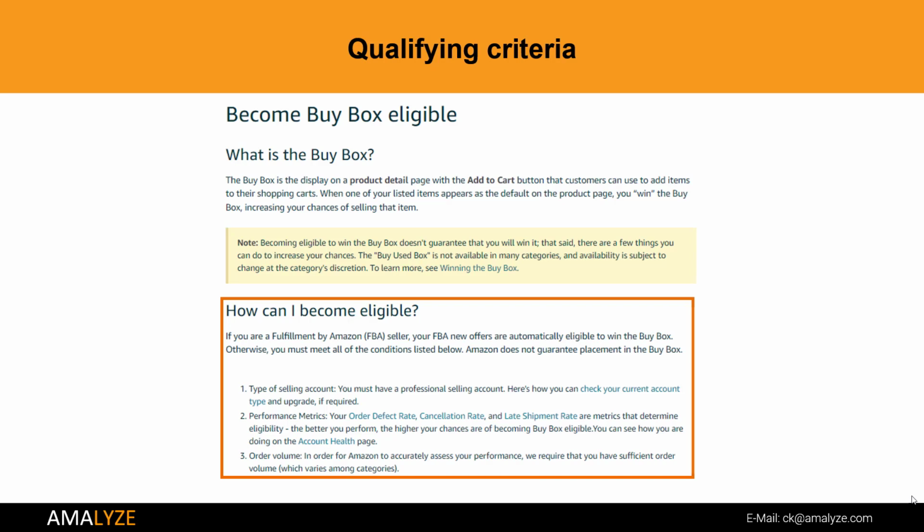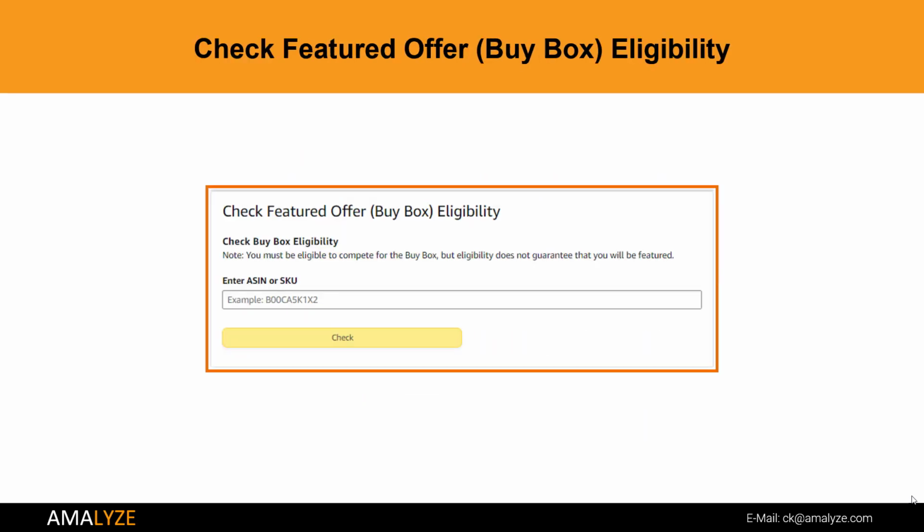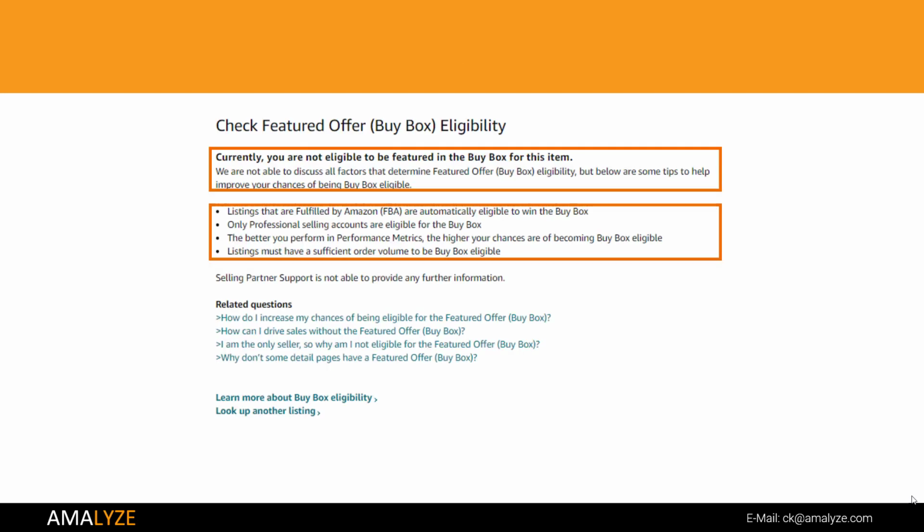And on the same side, you can find that checkbox: check featured offer buy box eligibility. You can enter an ASIN. If you have done that, you can press the check button, and then Amazon will ask you which SKU you want to check, or you can directly enter the SKU. In my example, I have received the results currently. You are not eligible to be featured in the buy box for this item. That was FBA, and it was kicked off by an FBM listing by our own.